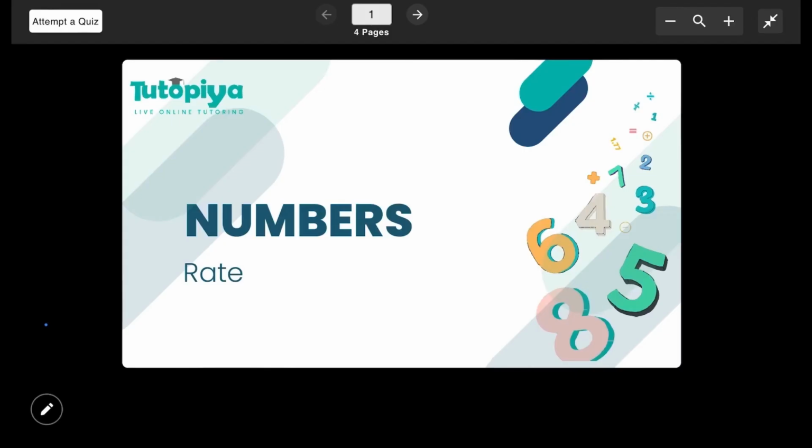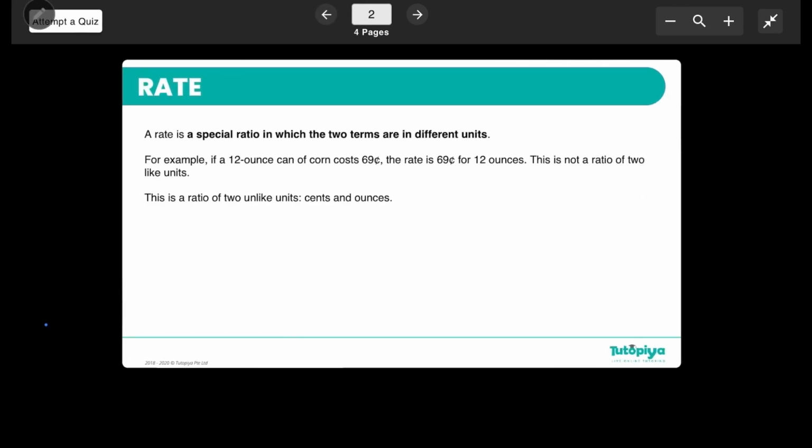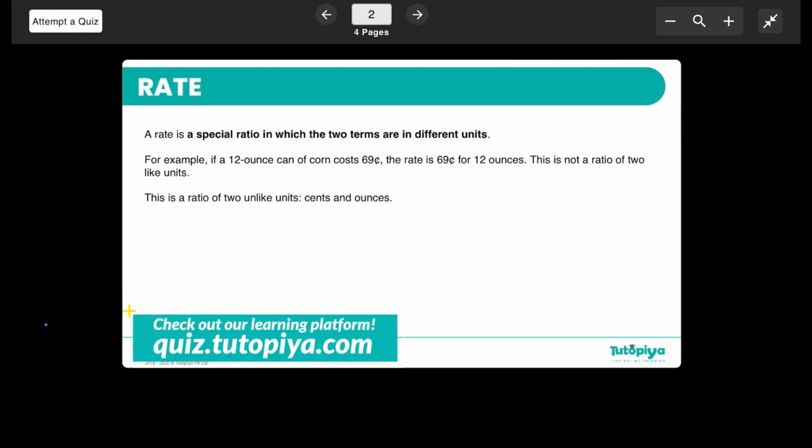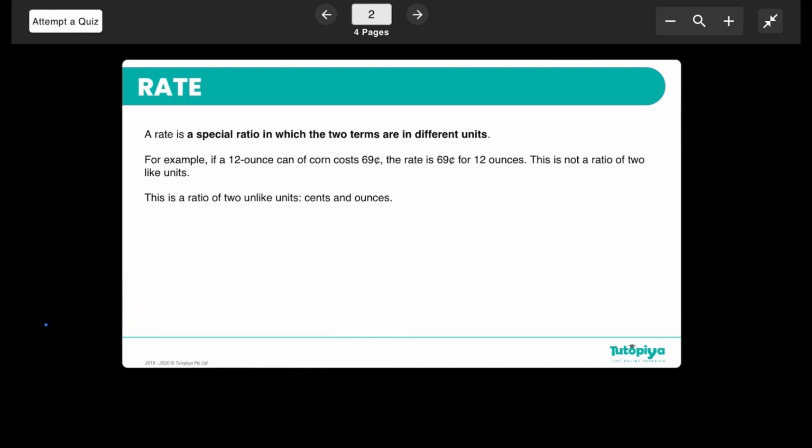Hello everyone, today we're focusing on Cambridge IGCSE Mathematics, the topic of number, subtopic of rate. So what exactly is a rate and what do we need to understand about it? Basically, a rate is a special ratio which we use to compare two different units. For example, if a 12-ounce can of corn costs 69 cents, the rate is 69 cents for 12 ounces.